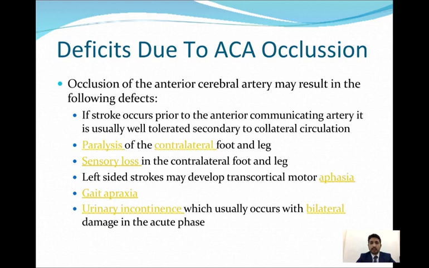If the stroke occurs in the anterior cerebral artery, there is paralysis of the contralateral foot and leg. If you remember the homunculus, you may remember that the foot and leg area is on the medial surface of the brain. So when there is occlusion of the anterior cerebral artery, there is paralysis of the contralateral foot and leg, and sensory loss in the contralateral foot and leg. Then there is transcortical aphasia, gait apraxia, and urinary incontinence, which occurs only when there is bilateral damage in the acute phase.